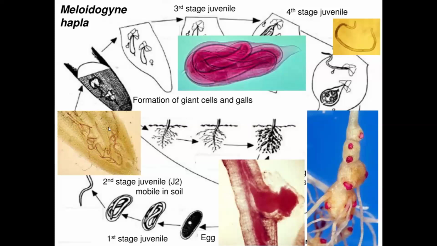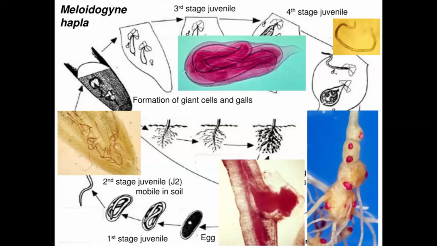And then they look for where to feed. Once they get where to feed, they form what is known as the giant cells, or what you now find as galls. But don't bother yourself with this. It's not really important now. It's just to walk you through the different stages. Then you have the J3, which is really, really big now. And then you have the J4, which is more or less like getting to an adult. And then you have a full adult stage.